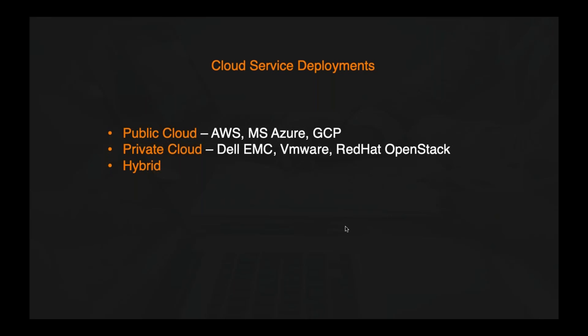A hybrid cloud can be a public and a private cloud. That is, a part of your infrastructure is on AWS and a part of your infrastructure is on Dell EMC. Let's consider. Then when you connect these two things, it becomes a hybrid cloud. It can be again one public cloud and another on-premise infrastructure.